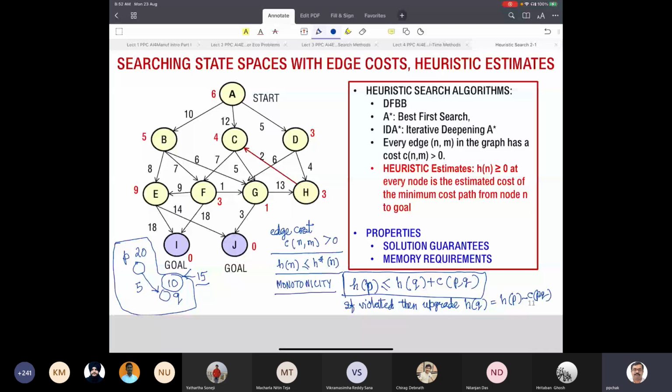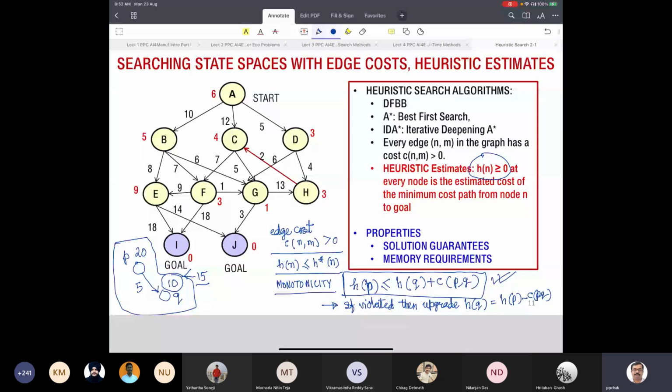If the heuristics are underestimates, we will assume that it is monotonic. And if monotonicity is violated at any point in time, we will upgrade HQ to HP minus H cost. Clear? Yes, sir. So now we are also given another property that all heuristic estimates are greater than or equal to 0.